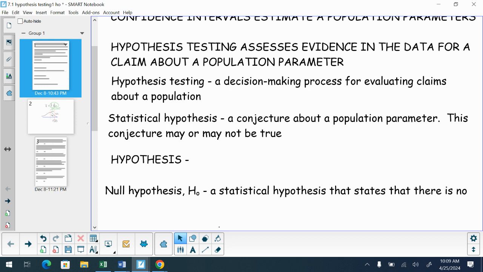A statistical hypothesis is a conjecture about a population parameter. This conjecture may or may not be true. Once again, you make a test. You make a statistical analysis on it. So it's a statistical hypothesis, a conjecture about a population parameter. The conjecture may or may not be true. As we did confidence intervals about a parameter, we are 99% sure the population parameter is within these two values, which means you're 1% not sure. But I'm 99% sure that's going to happen.